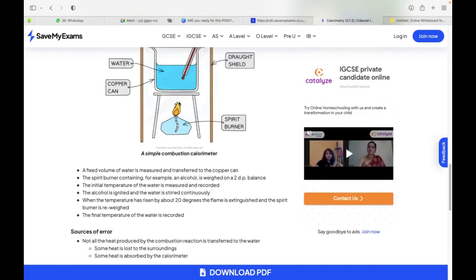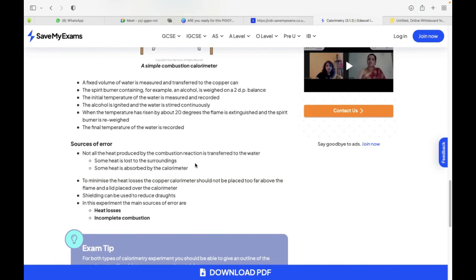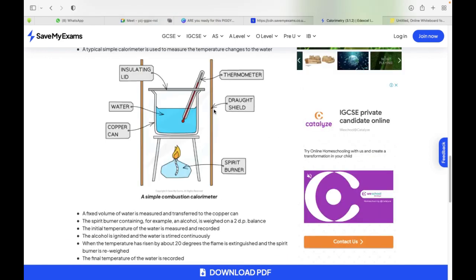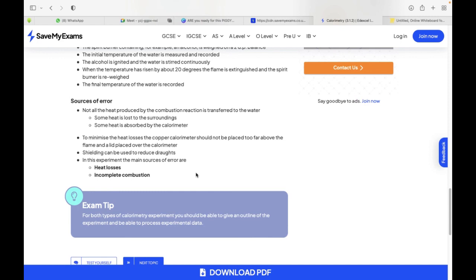So we should not take the copper can too far away from the flame. It should be super close, so that we can maximize the energy that is being supplied. Okay. Another thing is that shielding can also be used to reduce draught. We shield the environment in order to reduce draught.